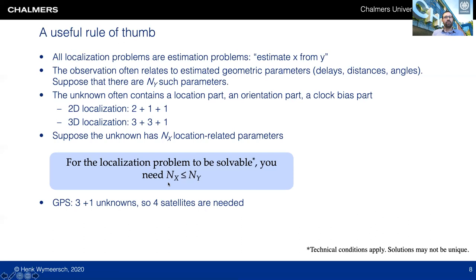Okay, this may seem very obvious, but we will use this in a less obvious way. So for example here, GPS, there are four unknowns, X, Y, Z, and the clock bias, so we need four satellites. Now, this is a rule of thumb, so it's not true all the time. There are some technical conditions that may apply, and also, even if it's solvable, there may be ambiguity. So there may be three different solutions far apart from each other that are equally good. But this is our rule of thumb, so please bear this in mind.